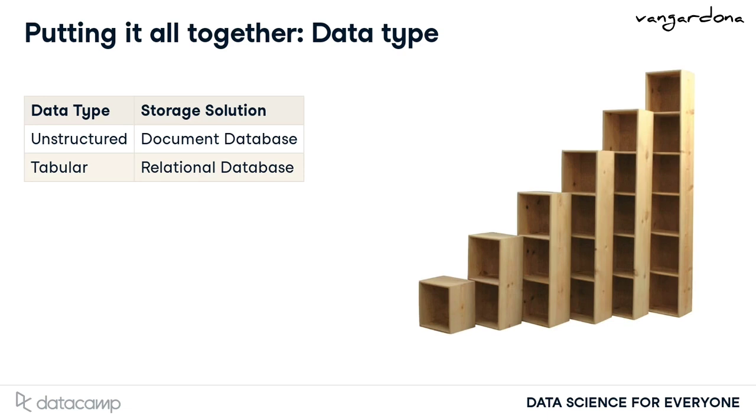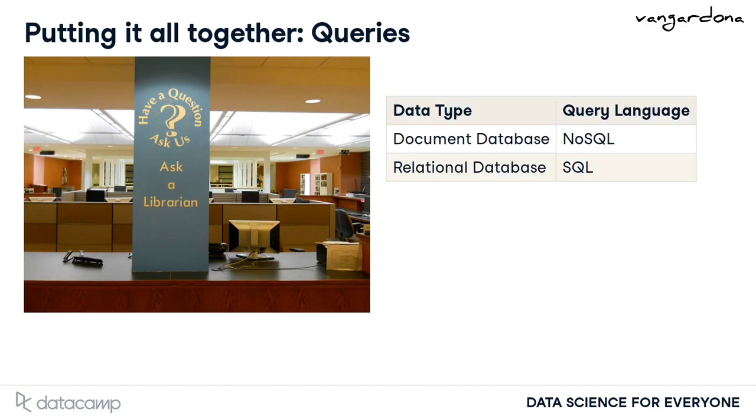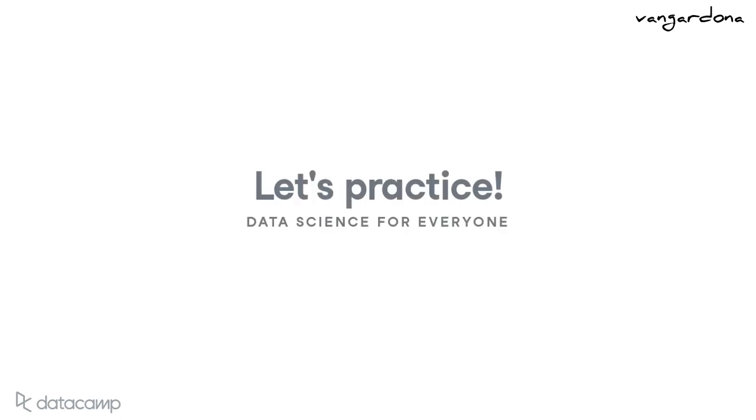Just like a library might have multiple types of shelves, you might need to have some data stored in a document database and other data stored in a relational database. Finally, you'll need a system for referencing and checking out books. The way you locate and retrieve each book depends on how that book is stored. Similarly, you need a query language to speak to the database. For document databases, we generally use NoSQL, and for relational databases, we use SQL. Now that you understand the different ways of storing data, let's practice.